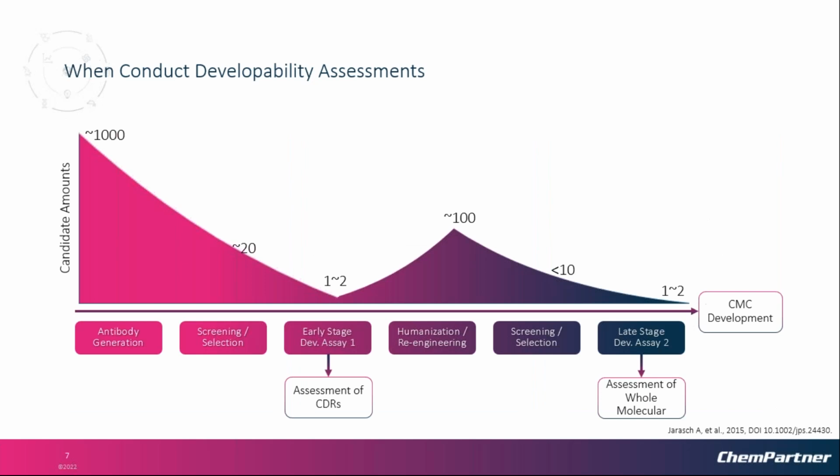This slide shows the workflow of antibody development, and we can see that the developability assessment is usually integrated in two phases. Firstly, the antibodies are typically generated by immunization and screened by functional assays. So during developability assessment 1, we assess predominantly the CDR regions. Then the candidates will be humanized or re-engineered and go through a second round of screening. So developability assessment 2 examines the whole molecule.